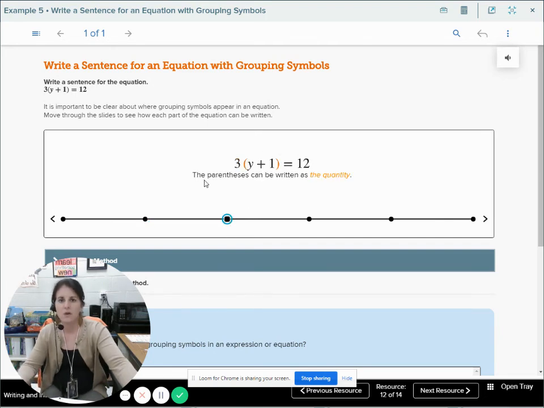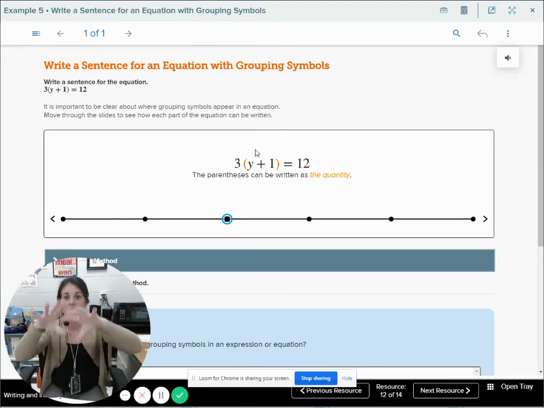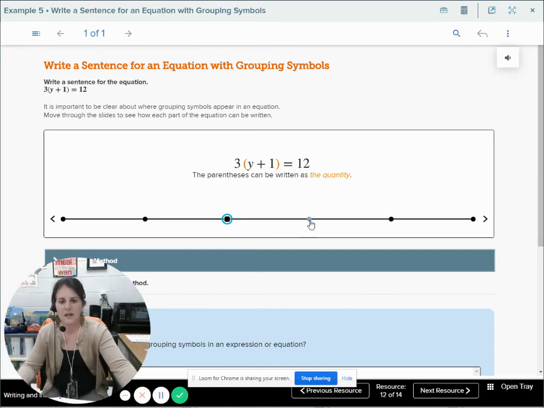So the way that we write parentheses, we don't say 3 parentheses y plus 1 end parentheses. I hear that a lot. Instead, we say the quantity. The quantity implies that everything that I say after that's going to be grouped together. It's this quantity. So we've got 3 times this quantity, and the quantity is y plus 1, or we could say the sum of y and 1, is or is equal to 12. It's the same as 12. It equals 12. It is 12, however you want to put it.